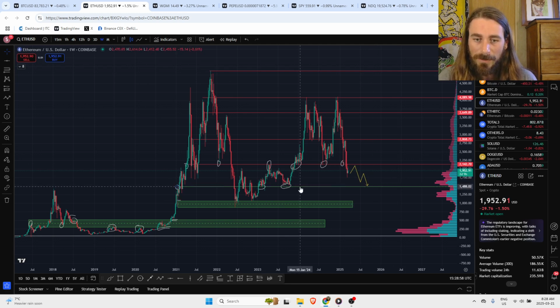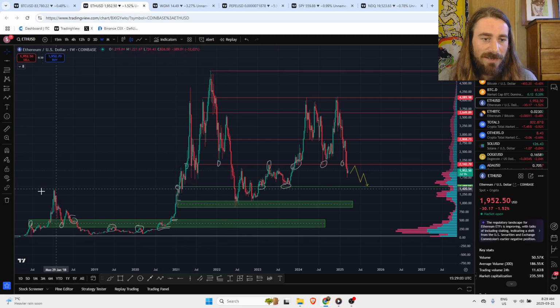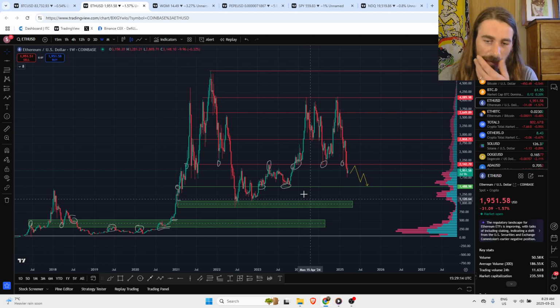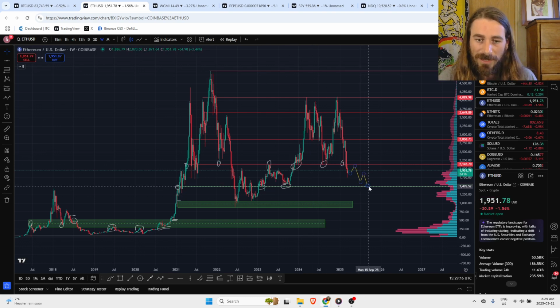So the next support level underneath it, you can see acted as resistance right through here. It also acted as resistance on the prior, the 2017-2018 cycle high right here, and then it acted as support right through here and here during the current cycle. So paying attention to that, that's the next support level I see.